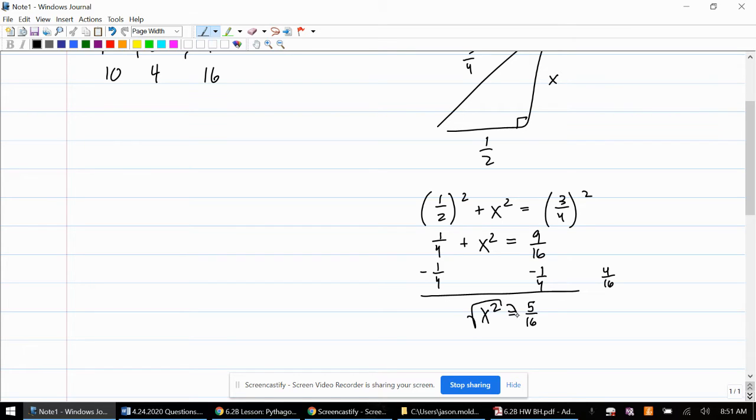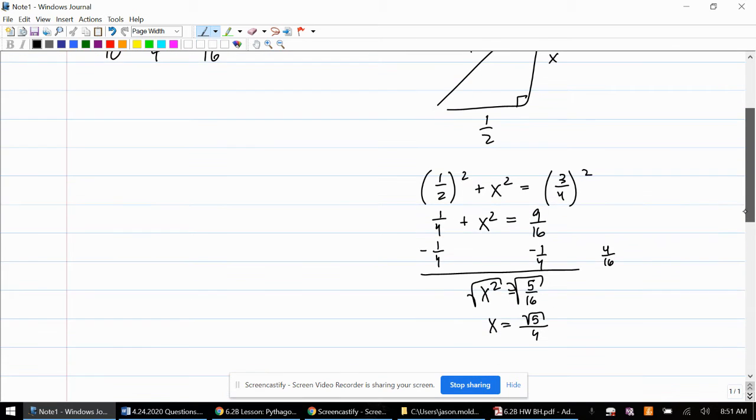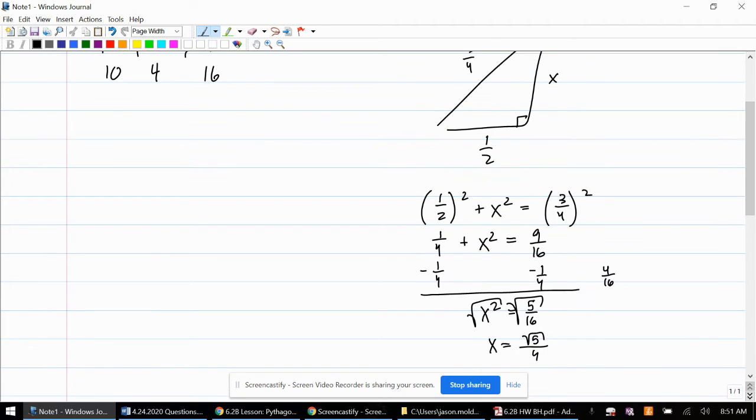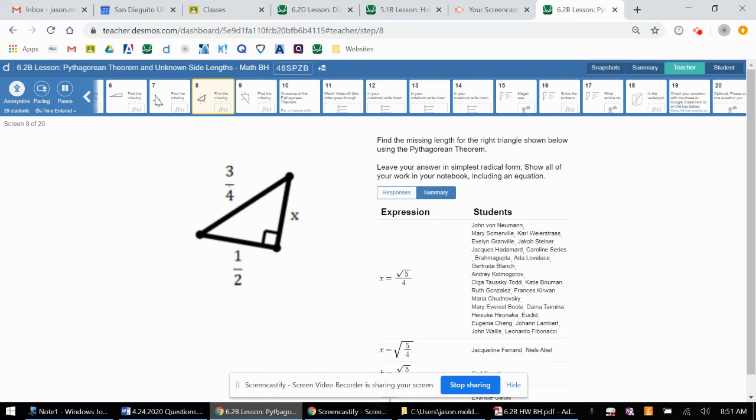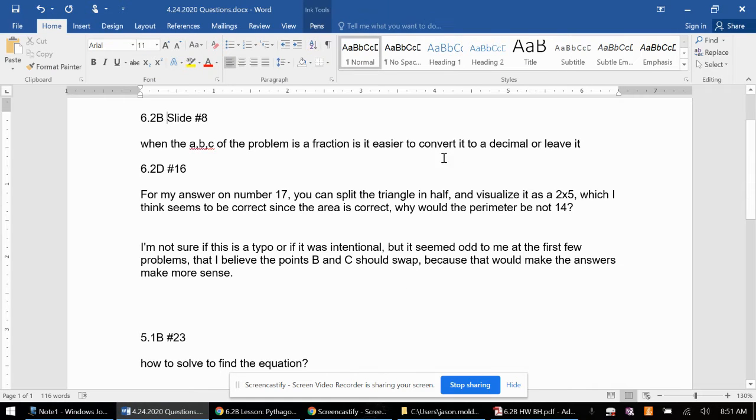And then I'm going to square root both sides. And that will be root 5 over 4. It rationalizes itself. And so you can see I kept that as a fraction. So that was slide 8. Let's see if we got what most people got. Cool. And then let's go back to our questions and see.